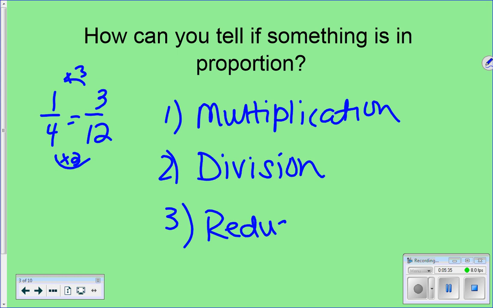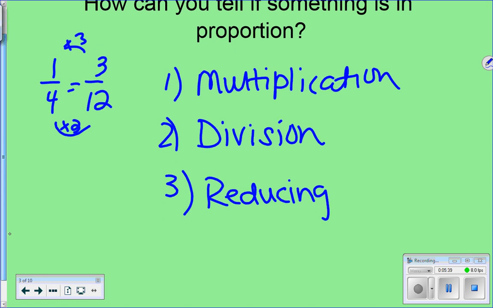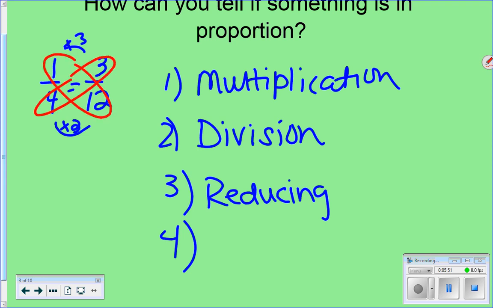And there's actually one more way, and I bet you won't get it. But if I show you, nope, not subtraction. What about this? I'm just going to show you something, you're going to watch this. Cross products. So one way I can tell is cross products. If I do 1 times 12, what do I get? 4 times 3 is, so that's another way to tell if something's in proportion.